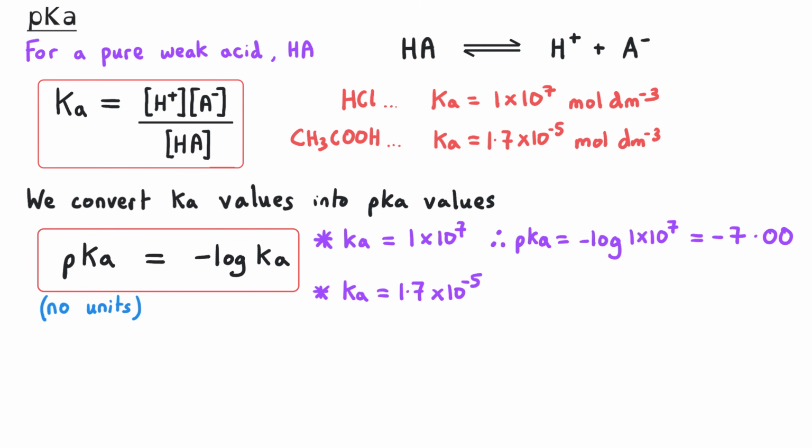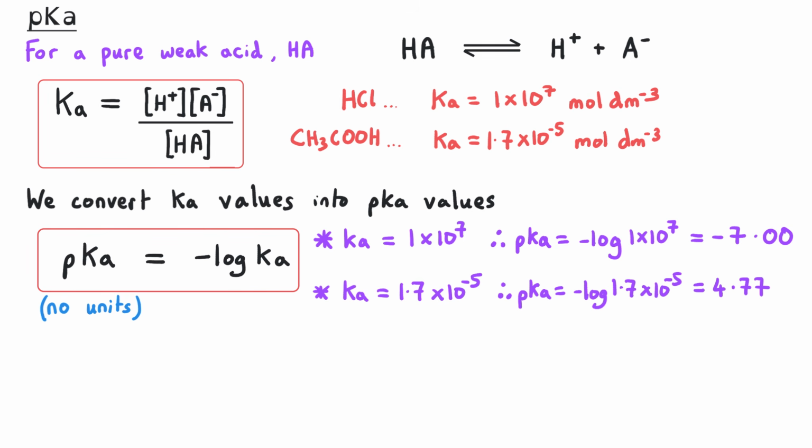And ethanoic acid's Ka of 1.7 times 10 to the minus 5, therefore the pKa is the negative log of this number, and that means that the pKa is 4.77. Do notice that these numbers for pKa don't have units, just like pH values don't have units. Also notice that the numbers are much more manageable and easier to understand and give meaning to than the really huge or really small Ka values are. They're much easier for us to comprehend.